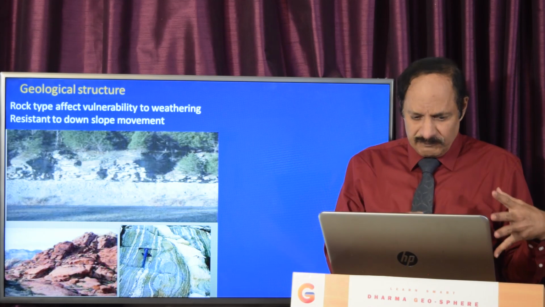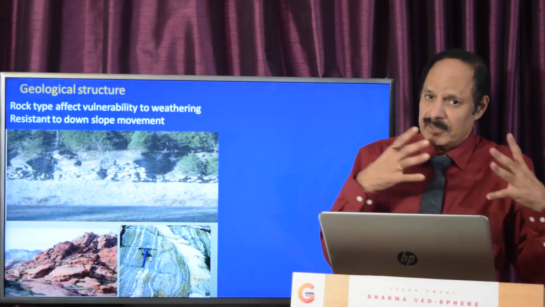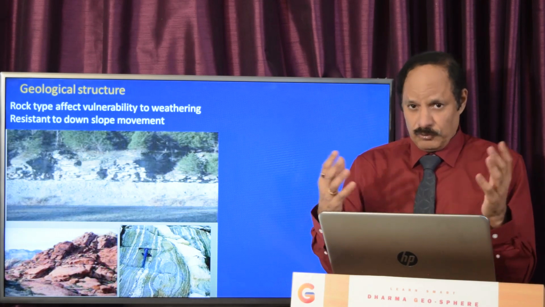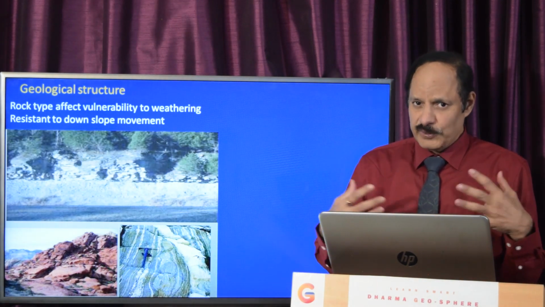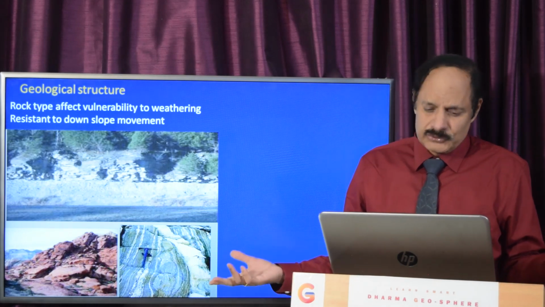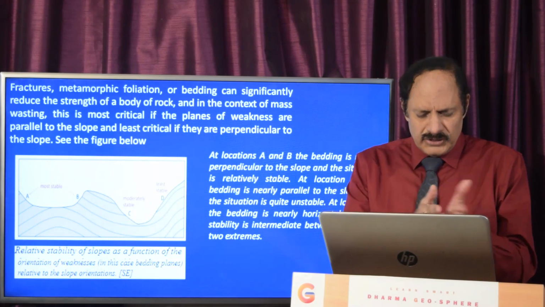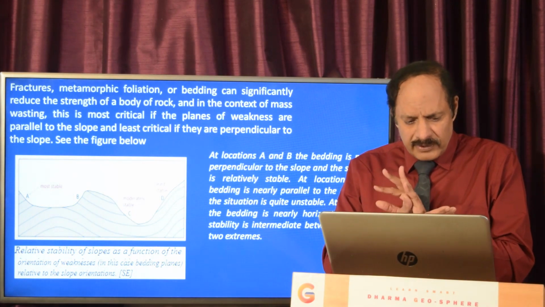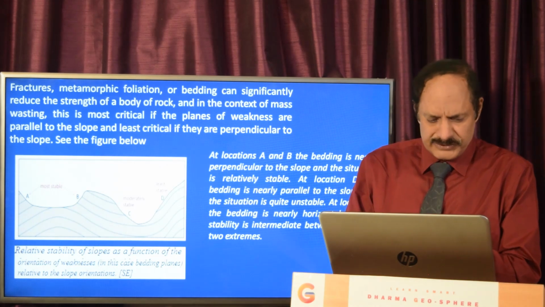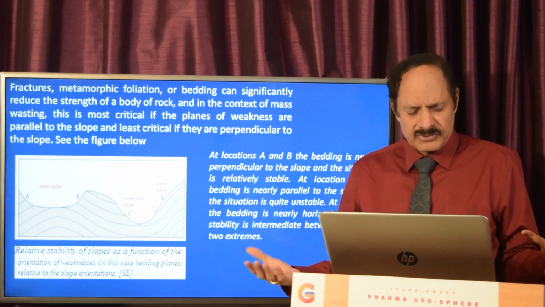If you have metamorphic rocks, they weather less, and so do the igneous rocks. But if you have sedimentary rocks, they weather much faster and they get eroded much faster. They are also transported, so it gives a totally different kind of slope. So here is a small model of relative stability of slope as a function of orientation of weakness, that is based on the rock structure.